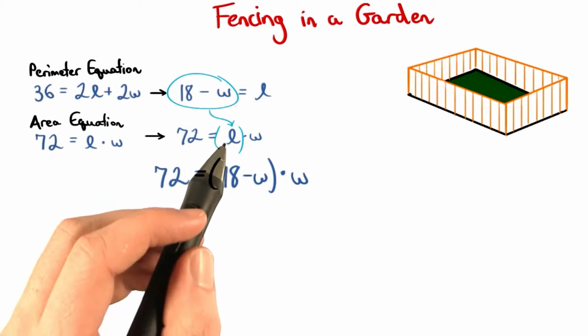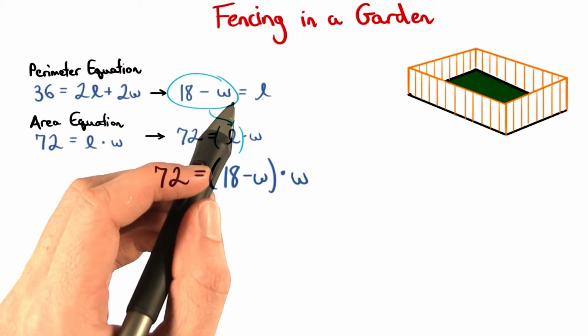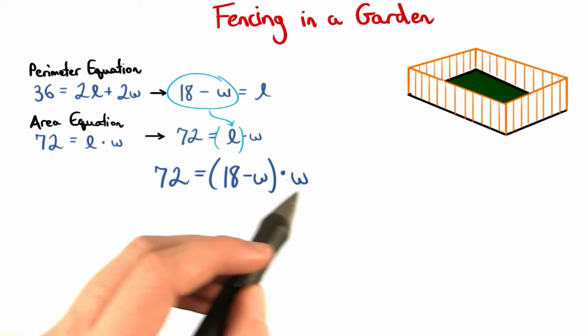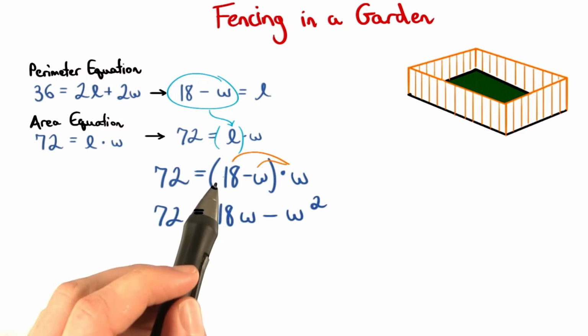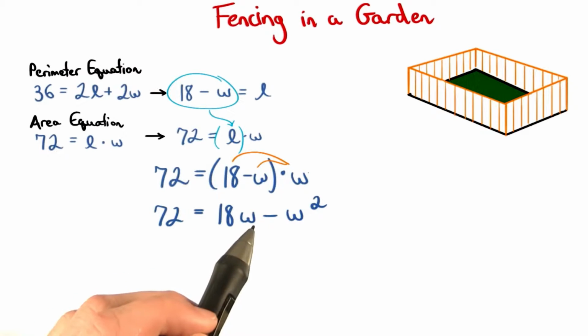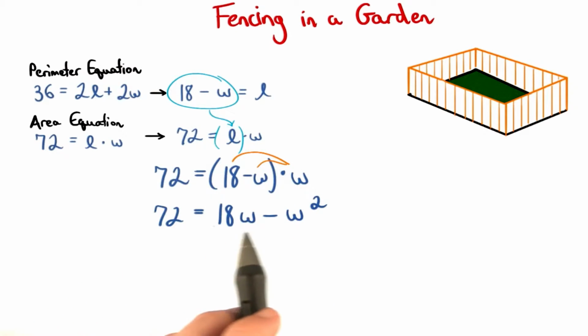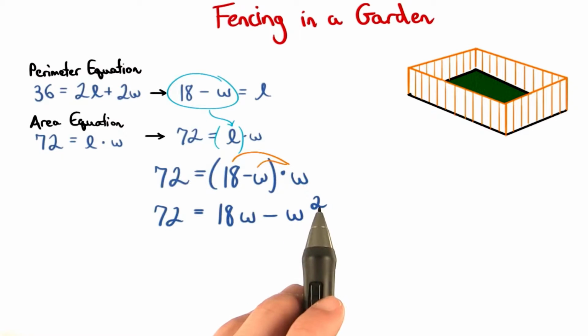First, we replace this variable L with its equivalent expression, 18 minus W. That goes inside parentheses here. Next, we multiply each term in the parentheses by W. So we'll have 18W minus W squared. Again, we have a quadratic equation here since we have W squared.